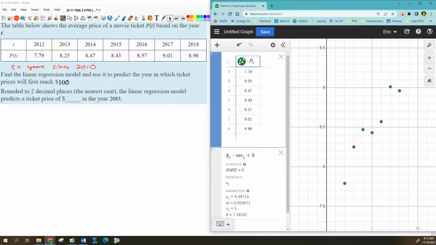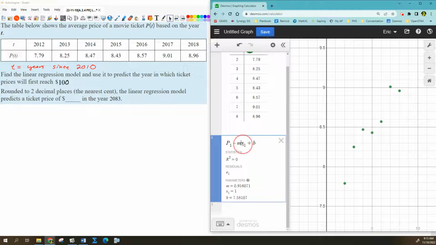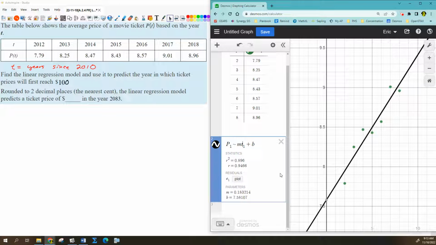Which means I need to go down and change my regression equation then. Instead of a Y1, that would be a P1. Instead of X1, that would be a T1 if I change my variables. And there you go. Okay. So is this as good a fit as the last one? Not quite, is it? This is only an 89.6% fit. So it's a B plus. Not bad, right? But it doesn't stick to the line as well as that last data did.